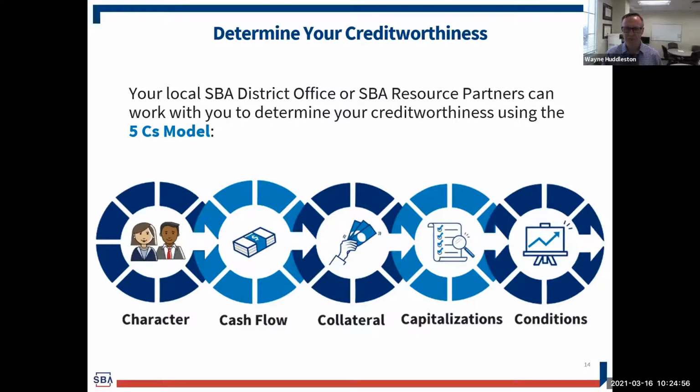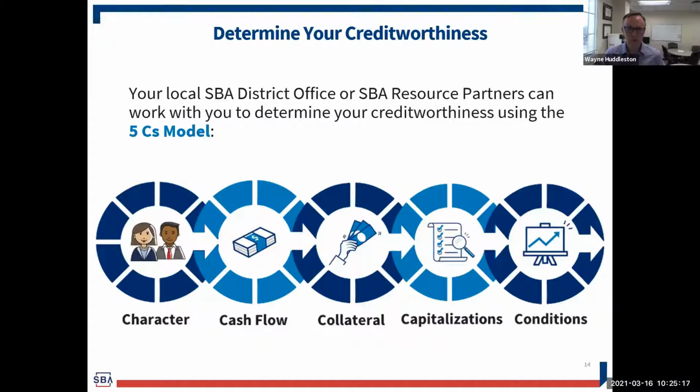They'll also look at your capitalization. They're going to look at basically your balance sheets, how much assets you have on hand, and how much cash you put into this deal. They are going to want to see that a business owner is putting in cash of their own. Lenders are not very interested in fully funding a business by themselves.